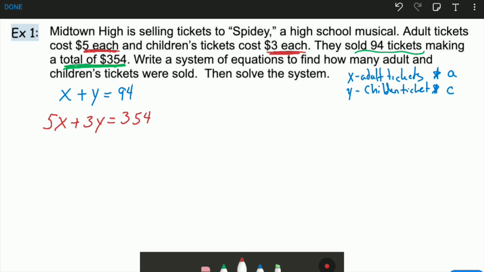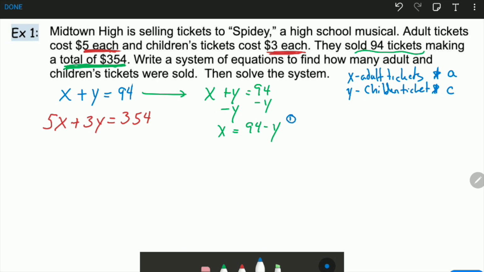Now we just have to solve it. To solve it, we can either use substitution or elimination. So I'm just going to go ahead and do substitution for this one. And get one of the variables by itself here. I'll subtract y from both sides. X equals 94 minus y.